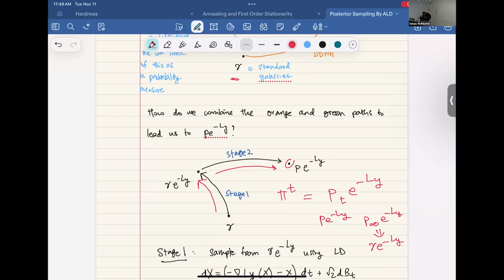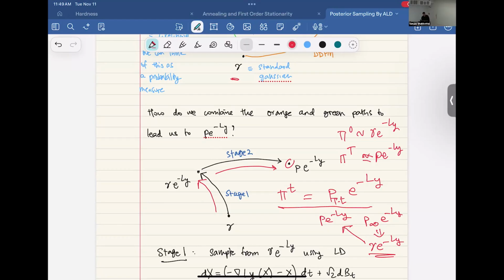So we can start with gamma e to the negative Ly and anneal ourselves from here to here along this path, p t e to the negative Ly. Because of the way the notation works with time, we're going to take a really large value of capital T, and then go p capital T minus t e to the negative Ly. So at time t equals 0, pi 0 is close to gamma e to the negative Ly, and pi capital T is actually equal to p e to the negative Ly.